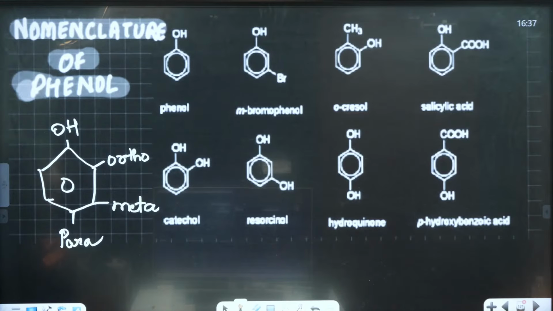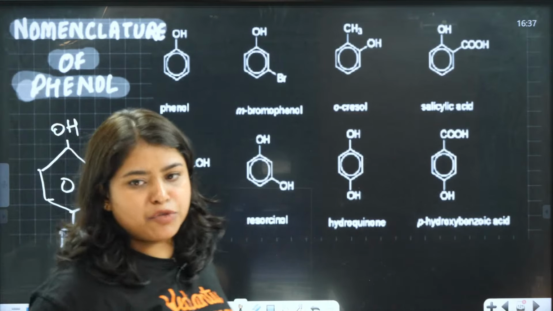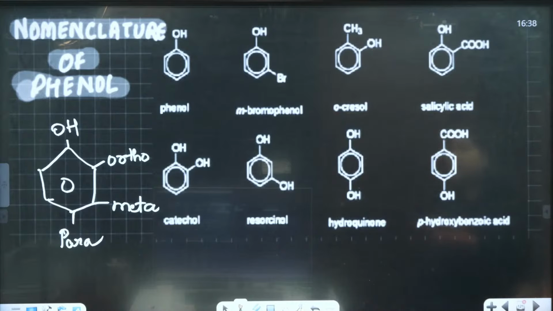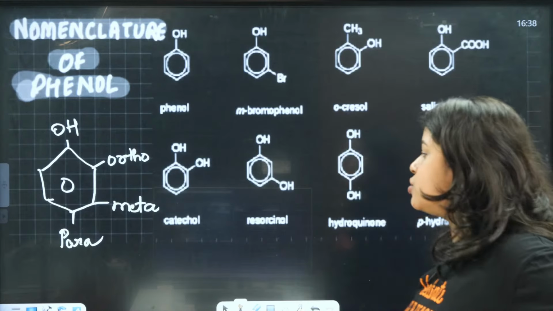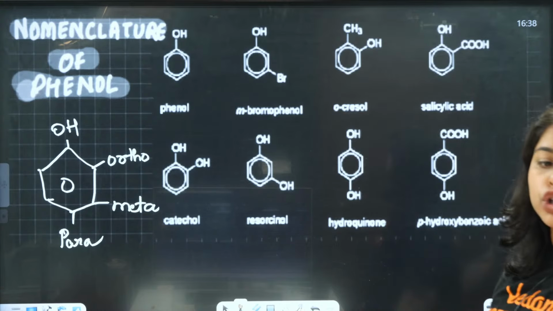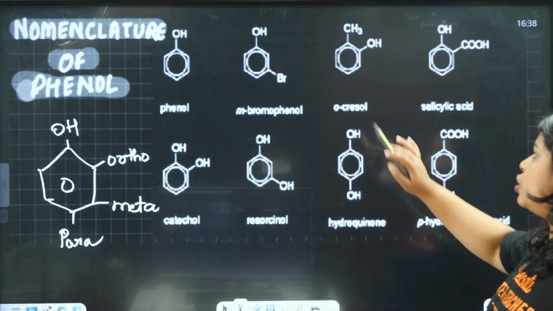Clear? This much you remember. You should have an idea of which is the ortho, which is the para, and which is the meta. So that is phenol, that is m-bromophenol, OH and Br, where Br is attached to the meta position. O-cresol, because it is attached to the ortho position.